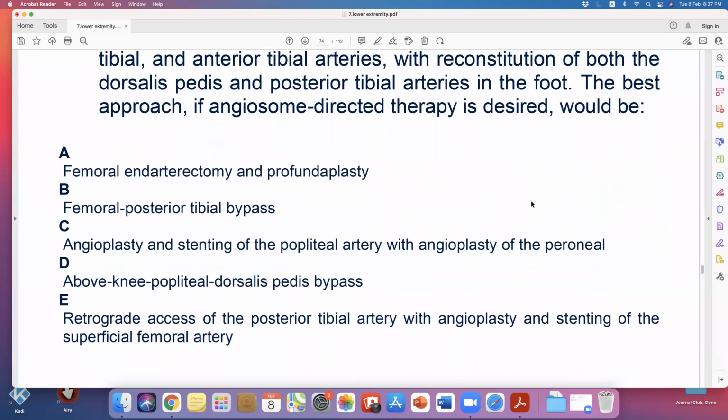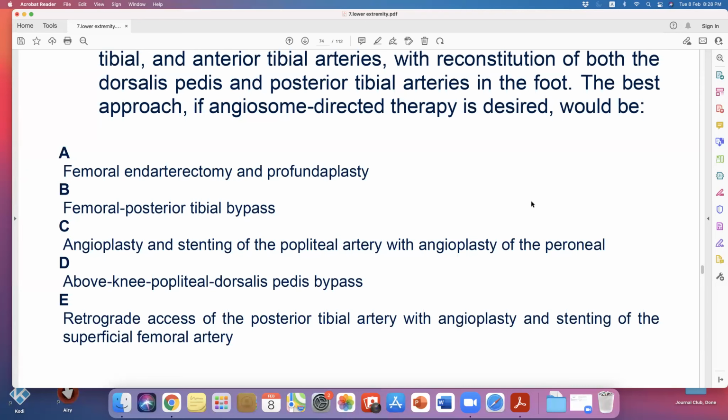Femoral endarterectomy and profundoplasty is not a valid option because we consider the femoral as open. Femoral to posterior tibial bypass: we said we are talking about the angiosome, so we want to save the anterior tibial. This could be an option, but if there were no anterior tibial, then this would be my second option. Next, angioplasty and stenting of the popliteal artery with angioplasty of the peroneal.